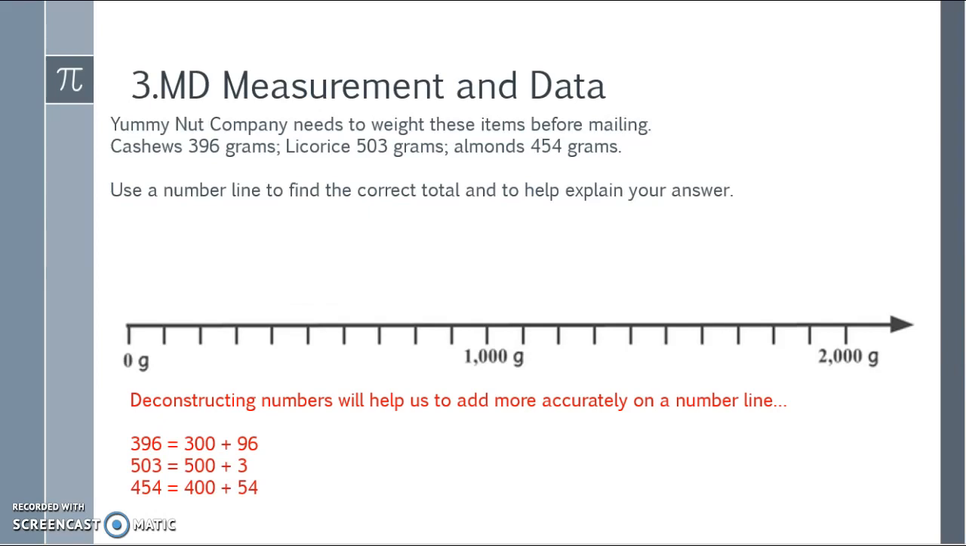I can rewrite 396 as 300 plus 96, 503, which is 500 plus 3, and 454 as 400 plus 54. So notice I separated the hundreds group from the tens and ones, and I'll show you why here in a moment.